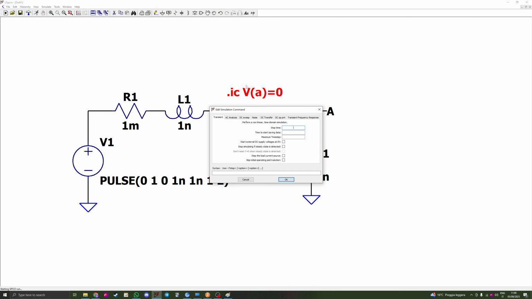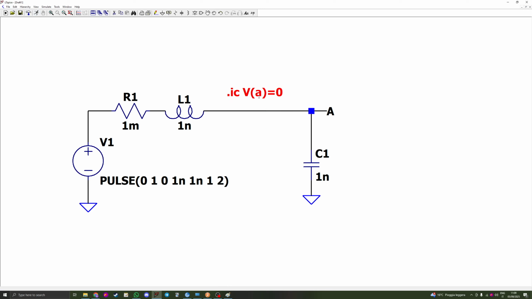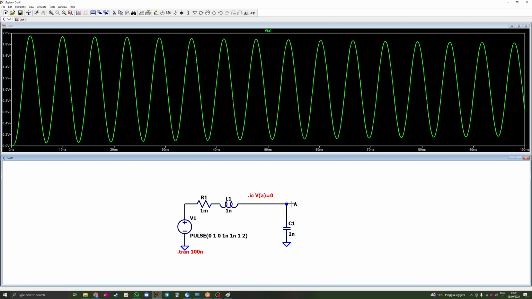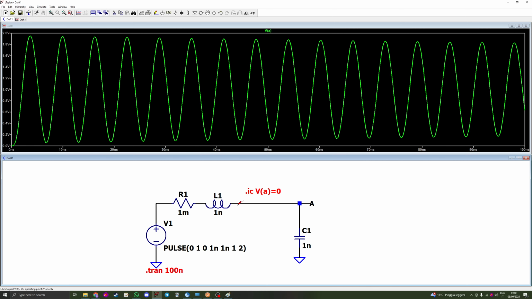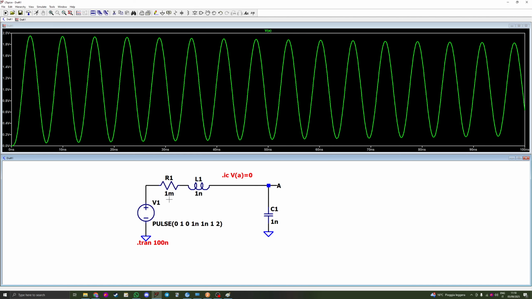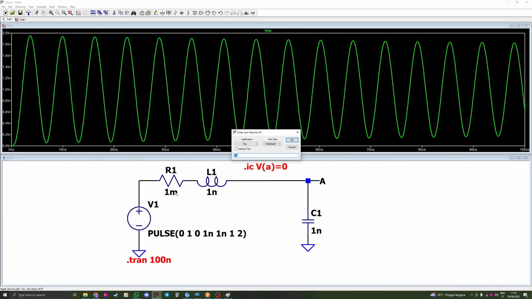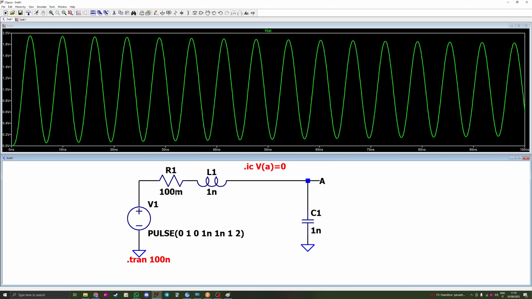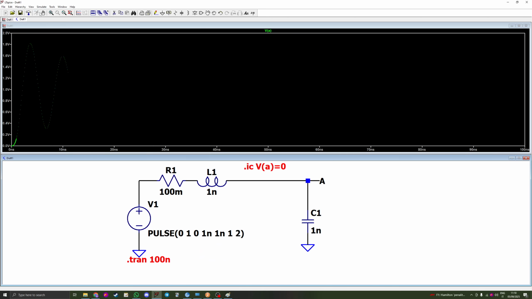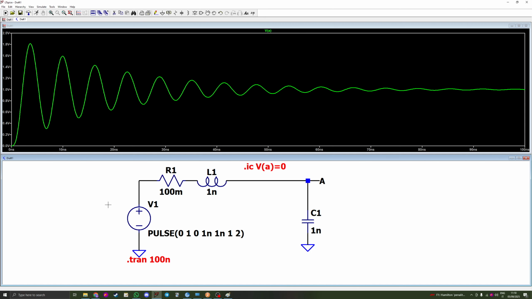And now we can run the simulation for 100 nanoseconds. Should be enough. Now, if I check the voltage A, you see that it is oscillating like an LC circuit. That's because my damping, which is the resistor, is very low. Now, if I increase the resistor, so I increase the damping factor, this will decay pretty fast.